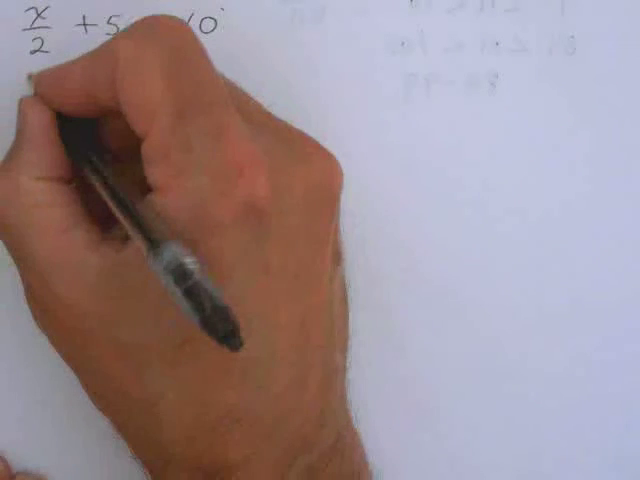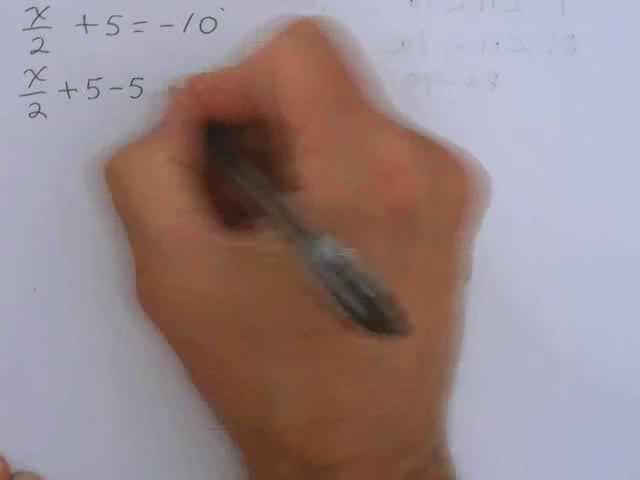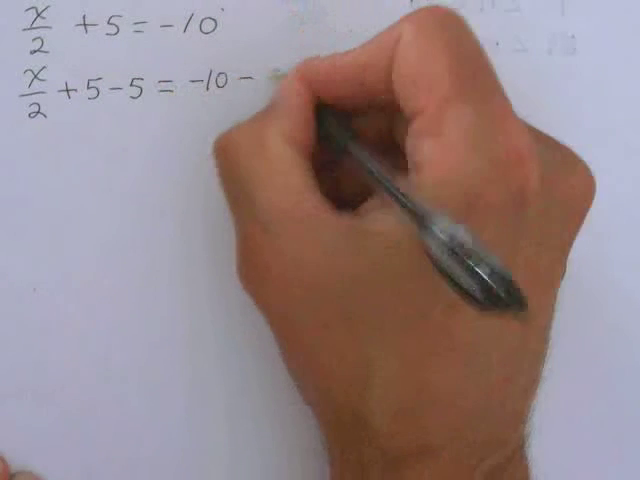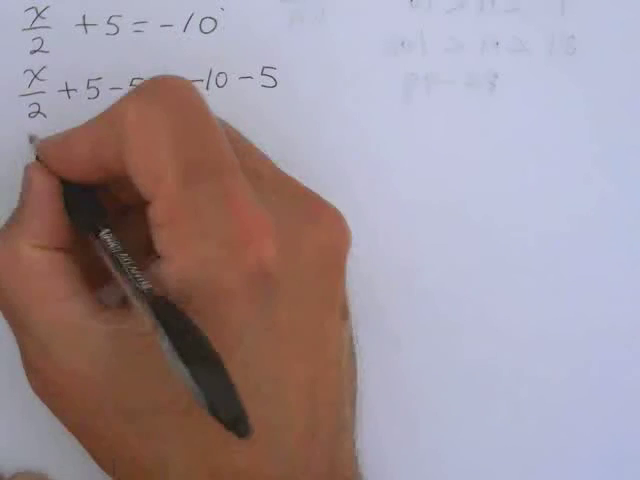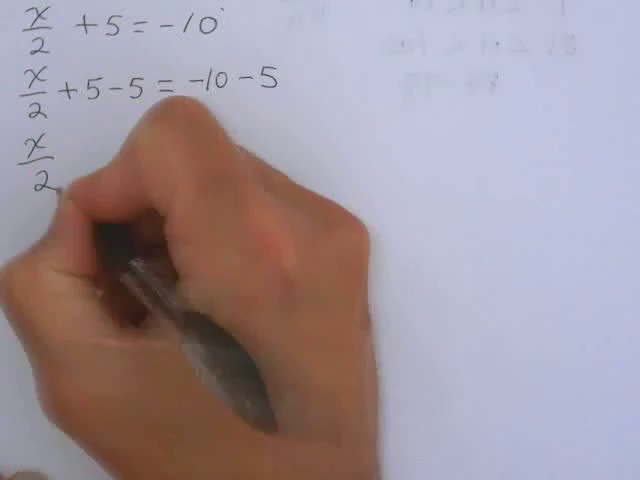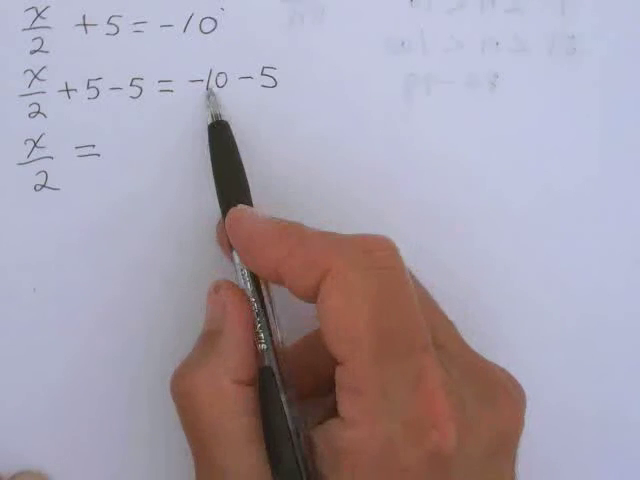In my second example, I'm going to be working with a fraction. I've got x over 2 plus 5 equals negative 10. And my first step here is going to be to subtract 5 from both sides. So I've got x over 2 plus 5 minus 5 equals negative 10 minus 5. All right, so plus 5 minus 5, that's going to be 0, and I'm going to now have x over 2 by itself on the left side, and that's going to equal negative 10 minus 5.